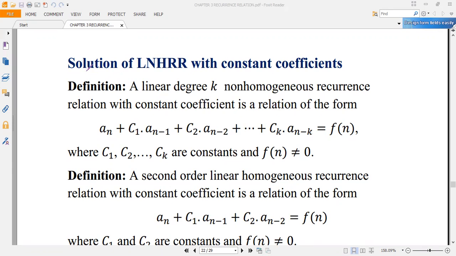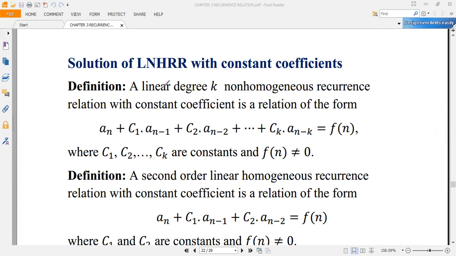Today we will see about the solution of linear non-homogeneous recurrence relation with constant coefficient. So before going to see how to find the solution, let's define the linear non-homogeneous recurrence relation.